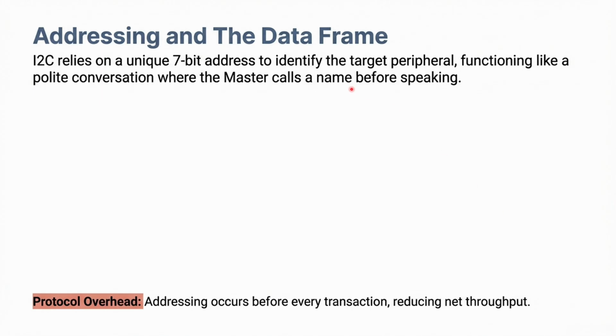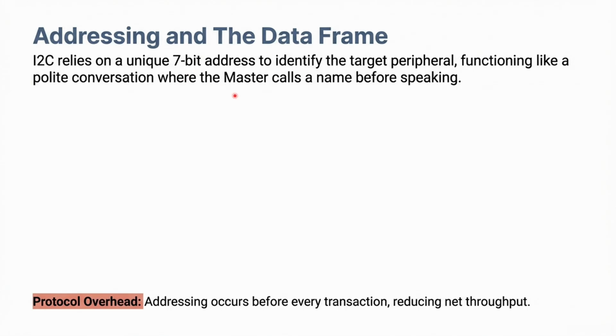Now, if everyone in this room is connected to the same rope, which is the SDA line, how does the master make sure that a command intended for the display isn't accidentally picked up by the temperature sensor? The answer is addressing.